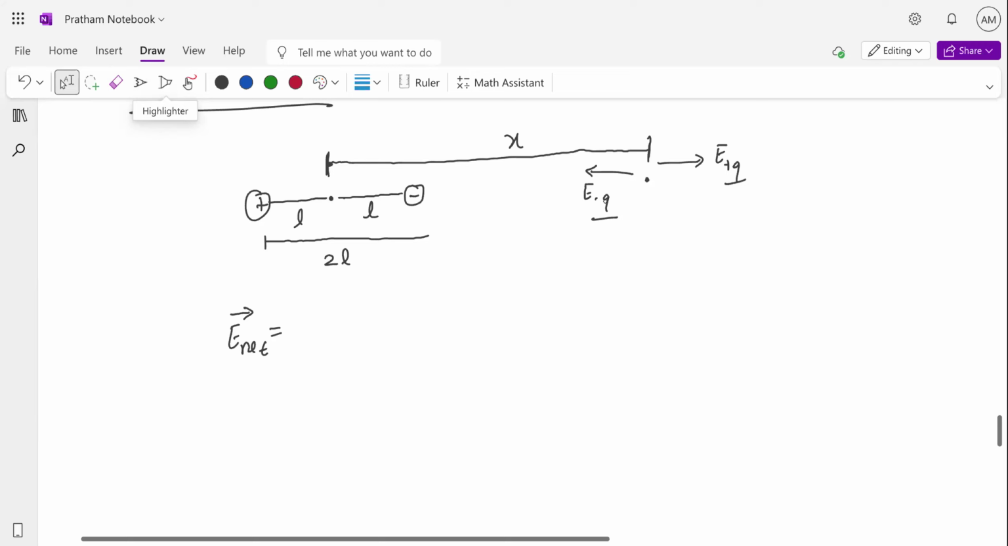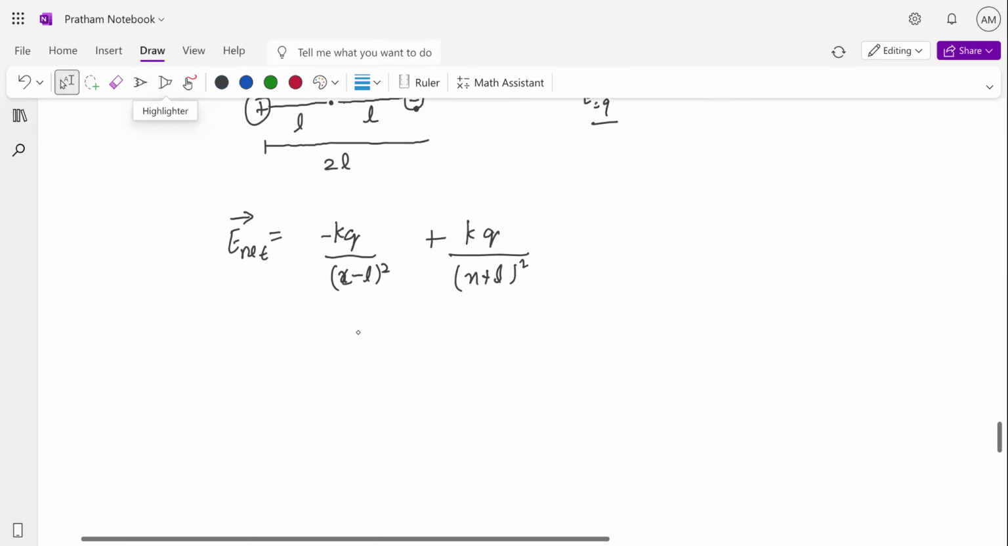So what is the electric field due to the negative one? Just put the values. K, it is minus q, so I can put that minus q also, divided by what is the distance now? It is not x. Due to this, how much is the distance? It is x minus this L portion. Yes, x minus L. Plus E plus q. What is E plus q? Kq divided by, if you see, this is x plus L. Here you have to add.